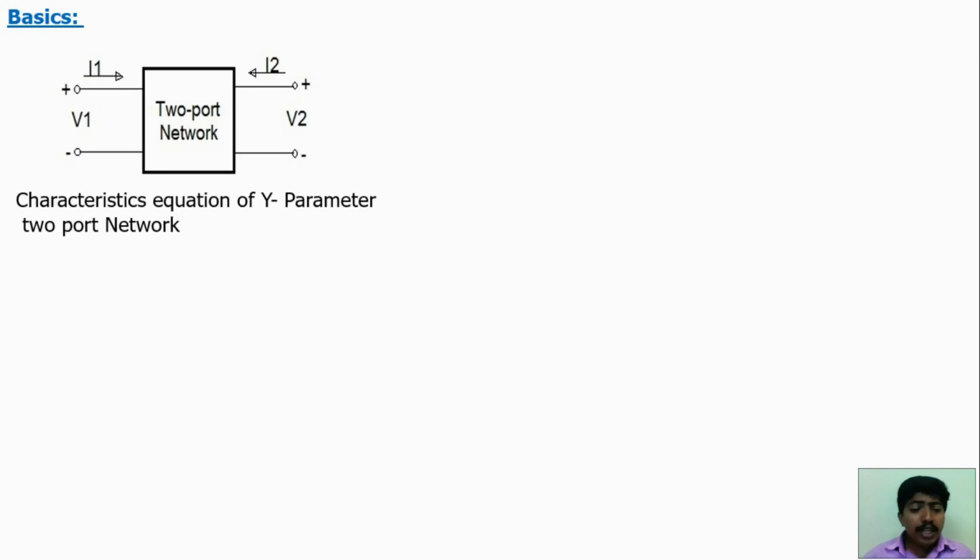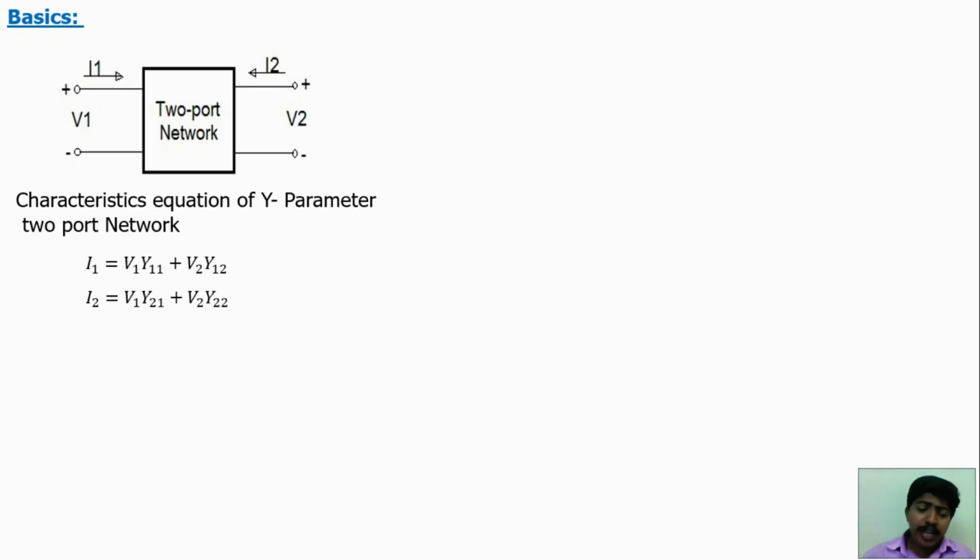So the characteristic equation of Y parameter is I1 is equal to V1 Y11 plus V2 Y12. How to remember that? I by V is equal to admittance Y. So I1 is equal to V1 Y11 plus V2 Y12. The second equation: I2 is equal to V1 Y21 plus V2 Y22. This is the characteristic equation of Y parameter.